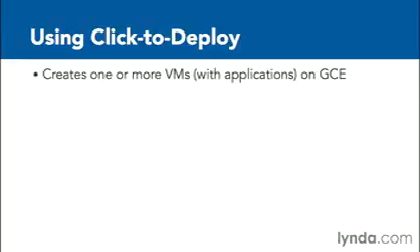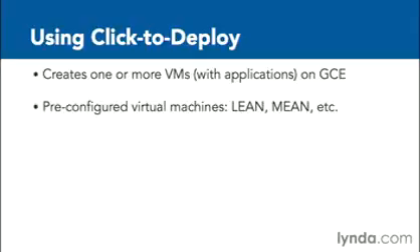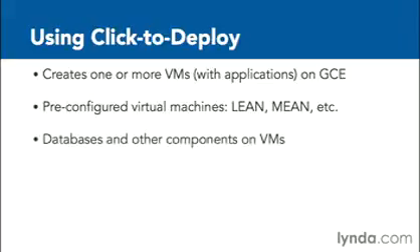So what this does is it creates one or more VMs, and these VMs have applications pre-installed like databases and front-end software on GCE. So you can get the LAMP stack, the MEAN stack. So this is things like Mongo and Angular and your libraries for front-end and back-end development pre-configured really fast and ready to start working with on your virtual machines. Also, there's databases like Redis and MongoDB and other databases that are available. I'm going to show you an example of getting WordPress running on GCE instances using the Click to Deploy utility.